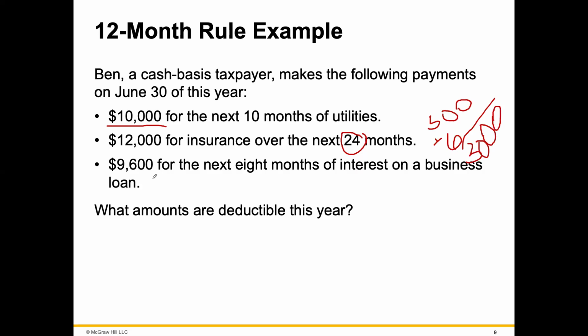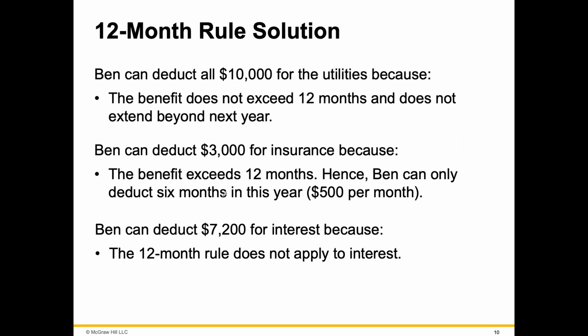The $9,600. The 12-month rule does not apply to interest. So we can deduct some of this $9,600. Let's check out the next page to look at why.